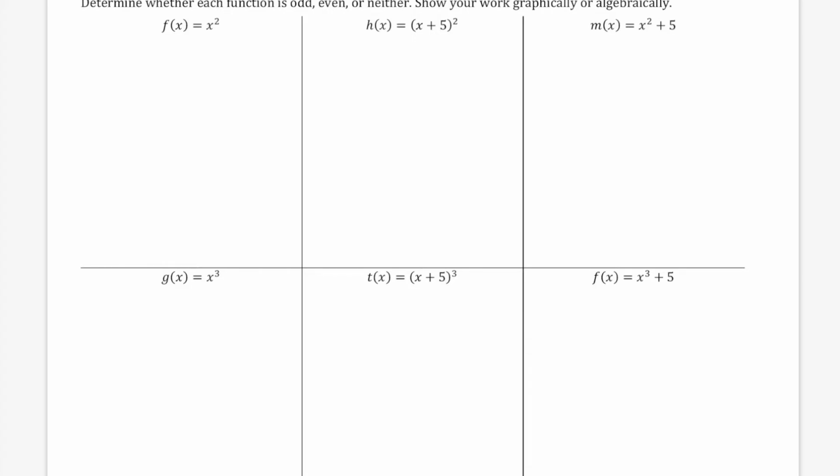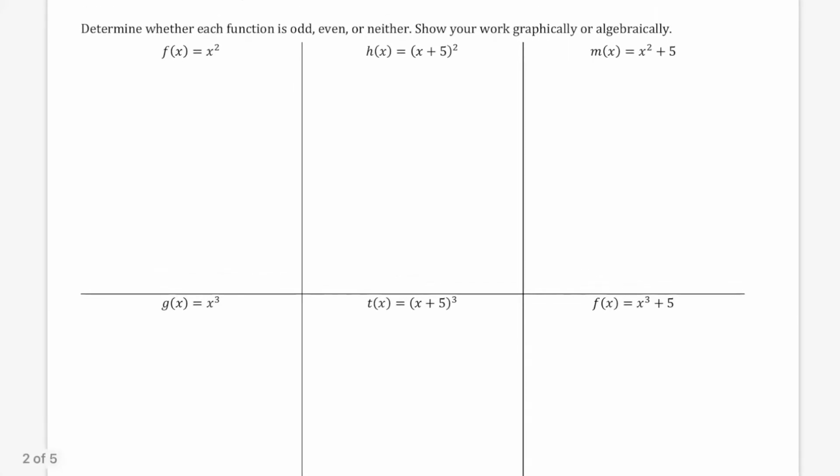So first, we have f of x equals x squared. We know that it's even, but let's confirm. So I'm going to erase it. We know that a function is even if f of negative x is equal to f of x. And we know that a function is odd if f of negative x is equal to negative of f of x. So let's first see if it's even. Is this function even? Is f of negative x equal to f of x? And following this order will always make the process easier.